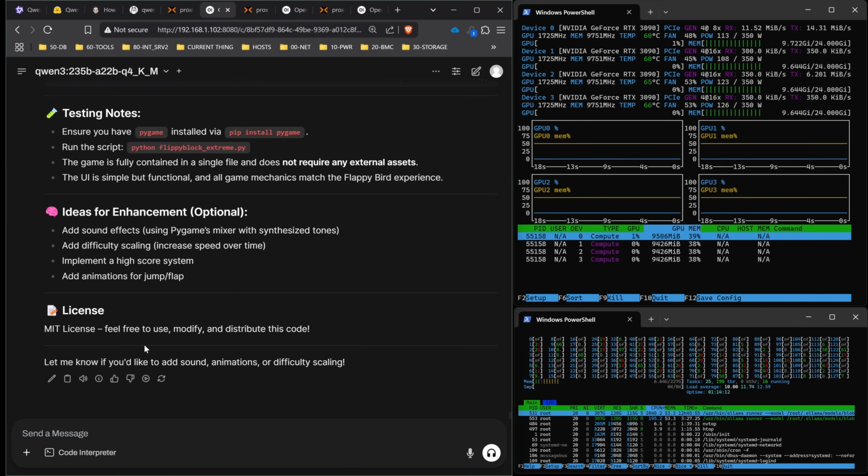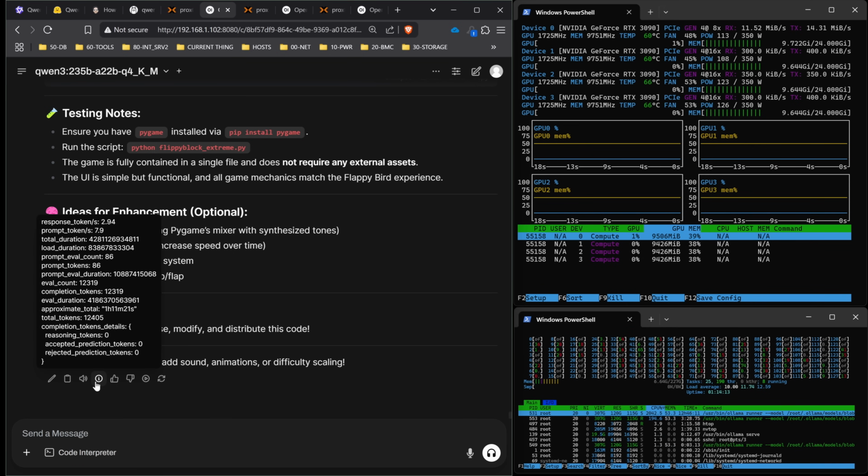Holy cow. Let's take a look at how long that took to complete. Ended up at about 2.94 tokens per second. Prompt tokens per second of 7.9. Approximate total time, 1 hour and 11 minutes. Boy, it felt like it also. And the completion tokens, 12,319. So, yeah. Total tokens, 12,405. It really did feel like it.